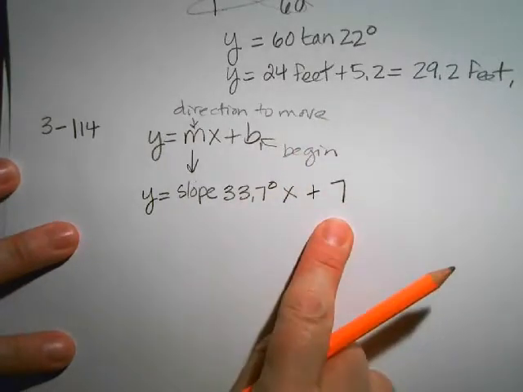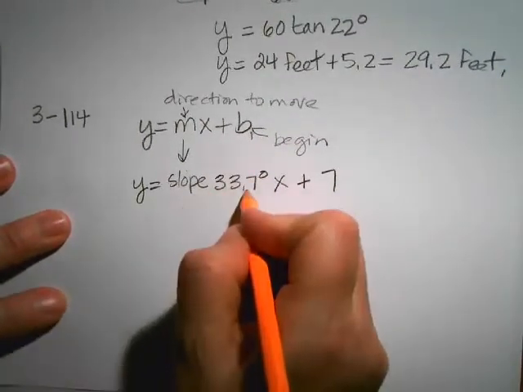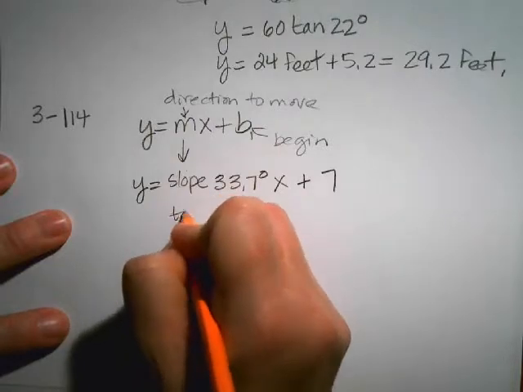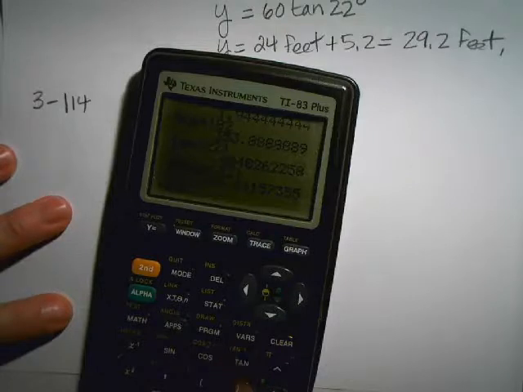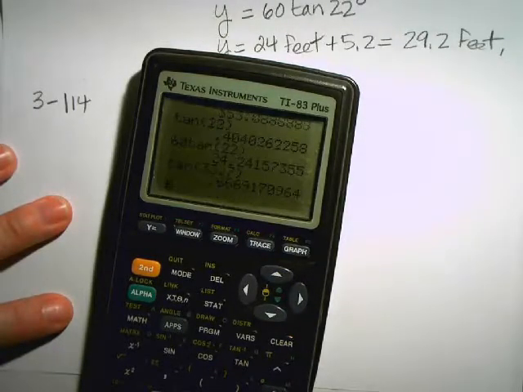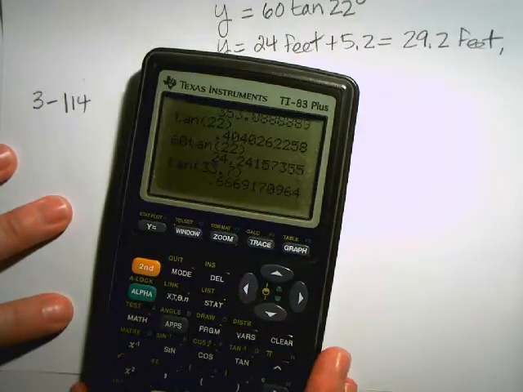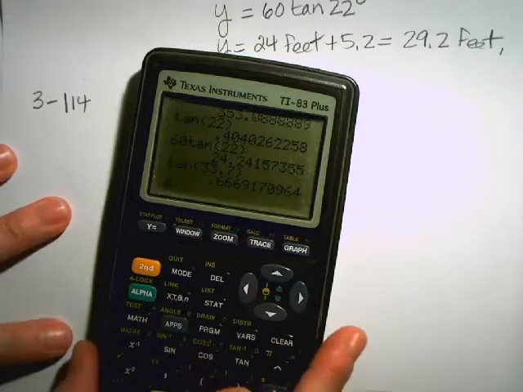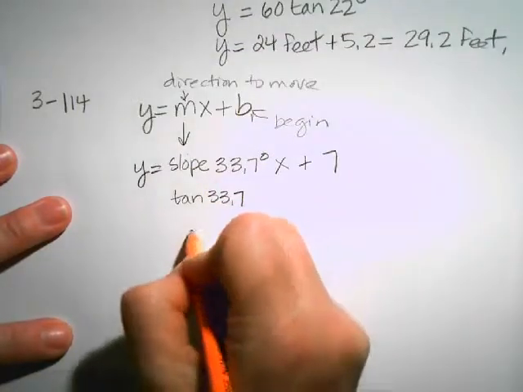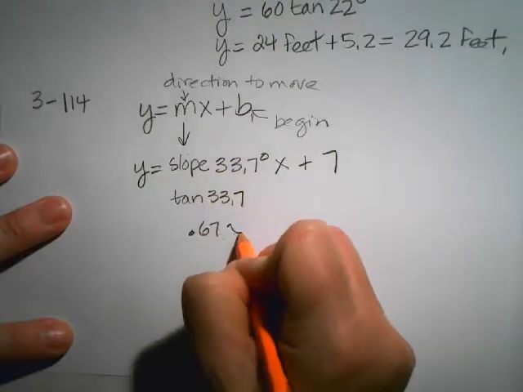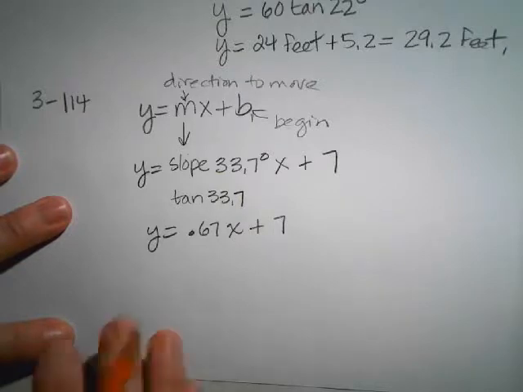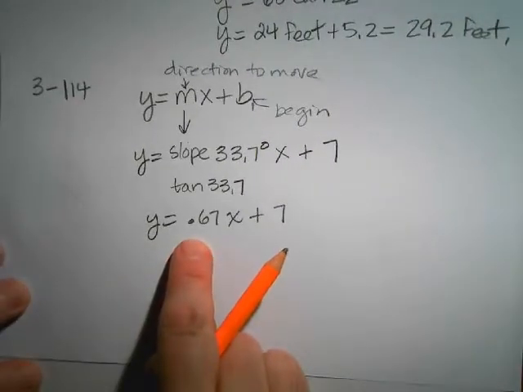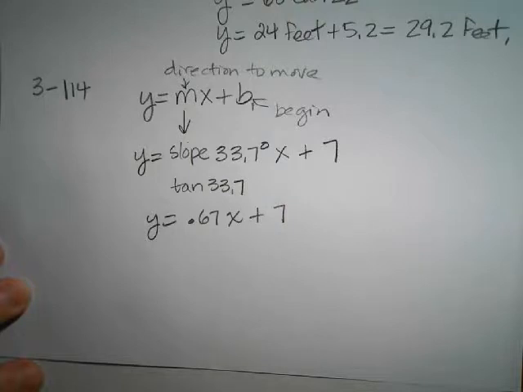Now, I'm not going to leave it like that. The slope of 33.7 degrees is the tangent of 33.7 degrees, which is 0.6. Why don't we round that off to 0.67? There's your answer. So kind of a nice connection to writing a linear equation.